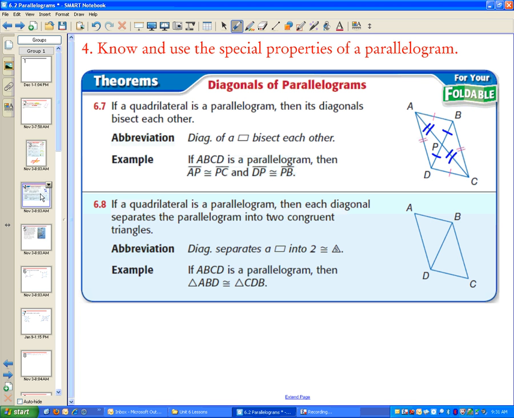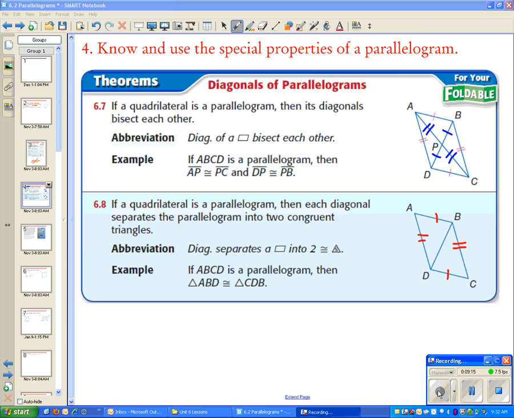We already know that since ABCD is a parallelogram, segment AB is congruent to segment CD. We know that segment AD is congruent to segment BC, don't we? Because opposite sides of a parallelogram are congruent. So since it's a parallelogram, opposite sides are congruent, we've got those congruent segments. Well then, good old reflexive property, right? That's congruent to itself. So aren't those two triangles congruent to each other by side, side, side?